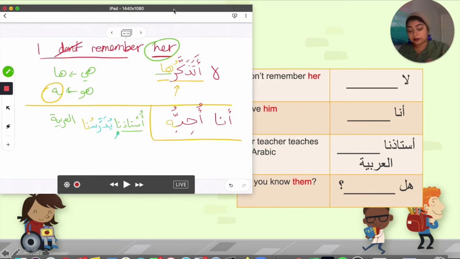And of course, if it was feminine, if it was ustadatuna with a ta here, if we added a ta here, then this would be tudarrisuna with a ta.